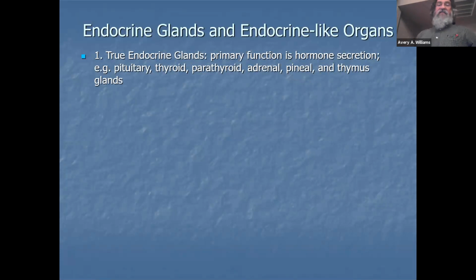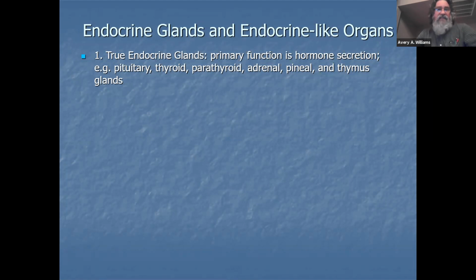And I have this group of true endocrine glands because these are the glands that their primary function is hormone secretion. You would think, well, what else would they do? Well, they don't do anything else. They're just members of the endocrine system. They produce hormones, and then that's it. And so obviously there's structures other than that in the endocrine system, but the true endocrine glands, that's their primary function. That's the only thing they really do.